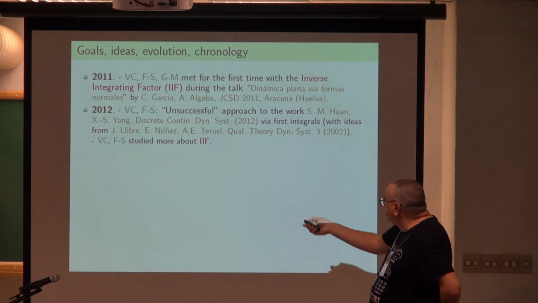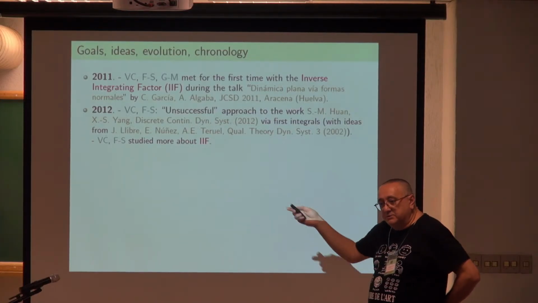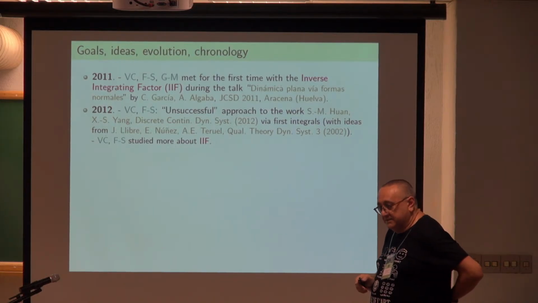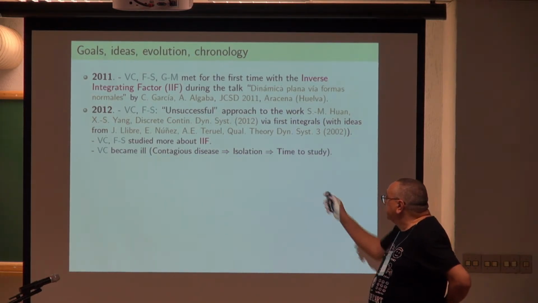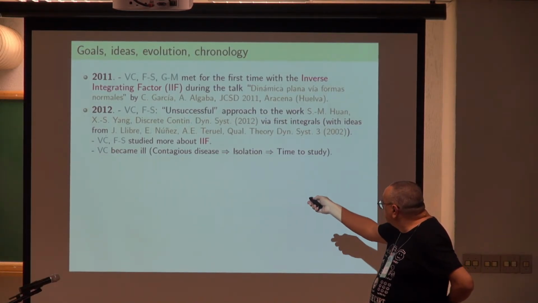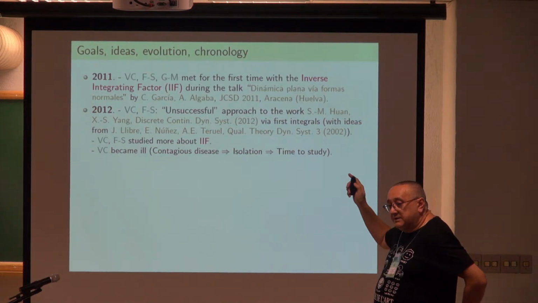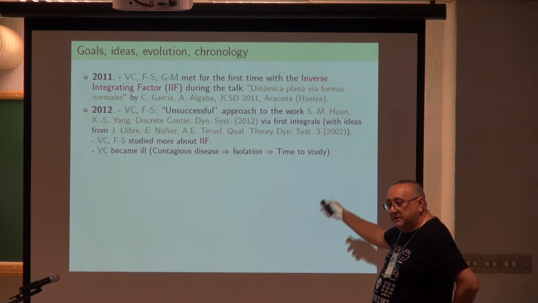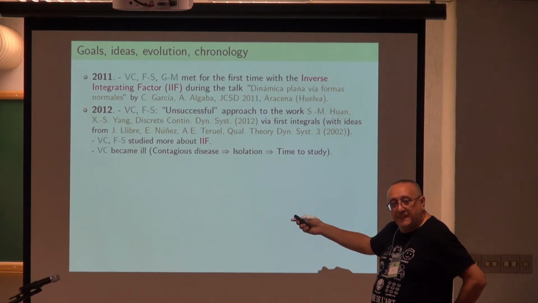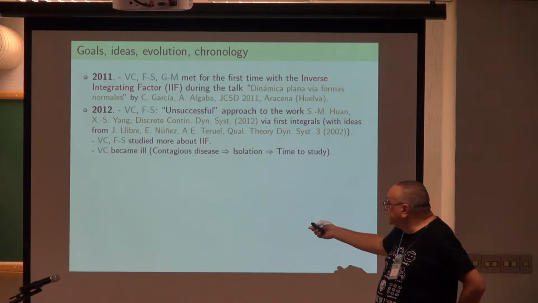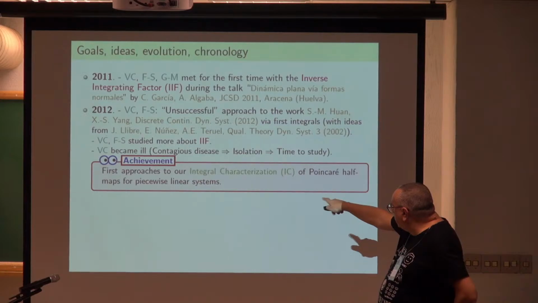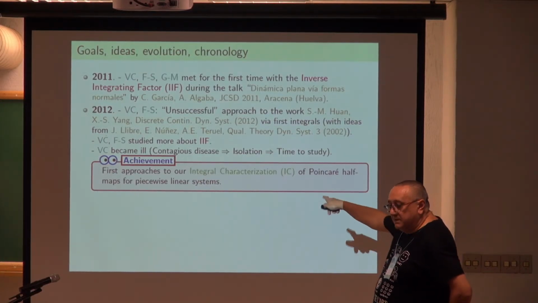So Victoriano and I decided to study more about inverse integrating factors. It's very important. If you want to apply something, you have to study something. But the important thing was this. Victoriano became ill, it was a contagious disease, so he had to be isolated, he had a lot of time to study, and then he had a lot of good ideas about how to apply these inverse integrating factors. So our first approach to our characterization appeared more or less this year.